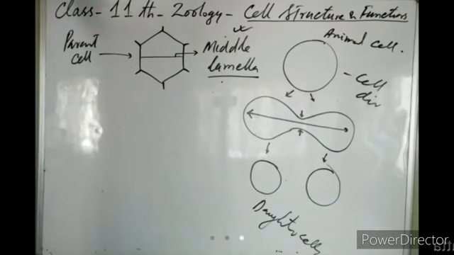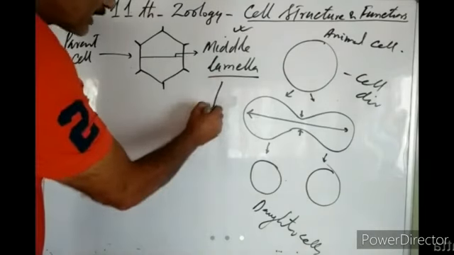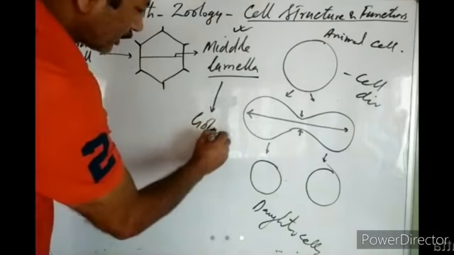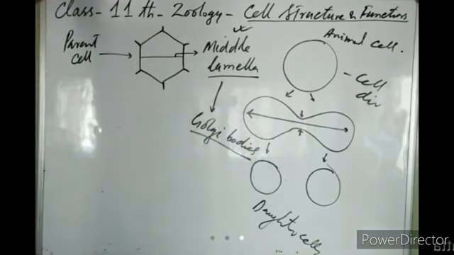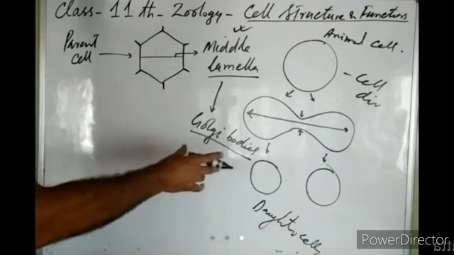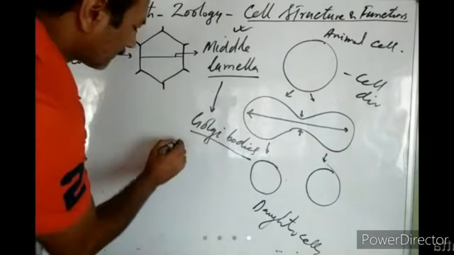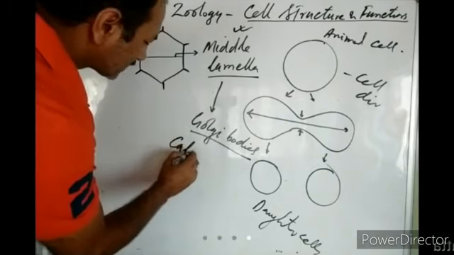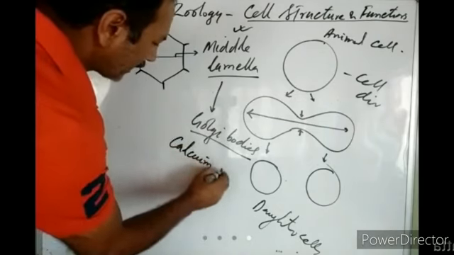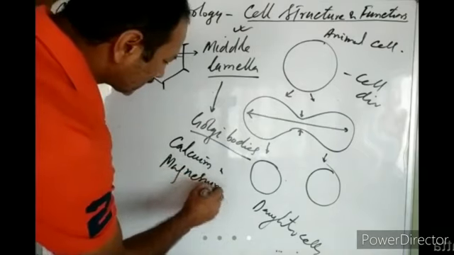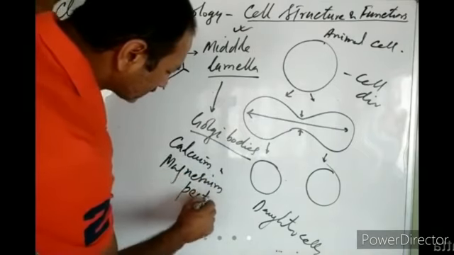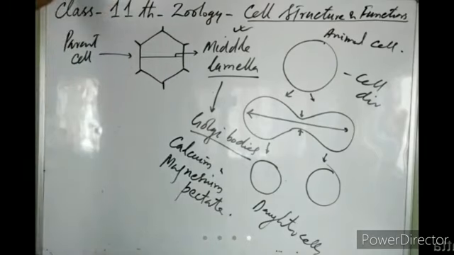How is this partition laid? This partition is laid with the help of Golgi bodies. Golgi bodies synthesize calcium and magnesium pectate. These are polysaccharides.